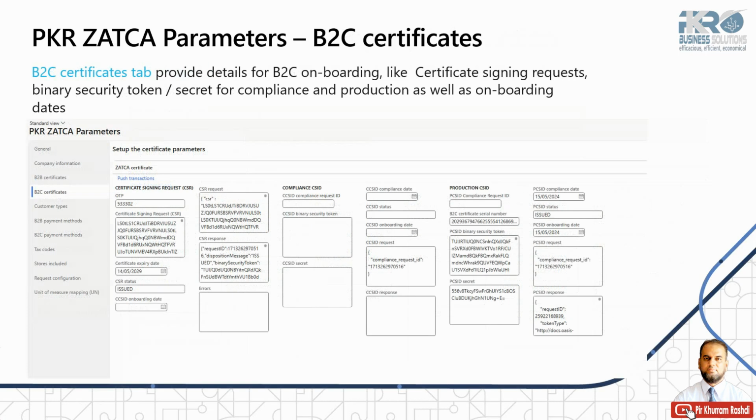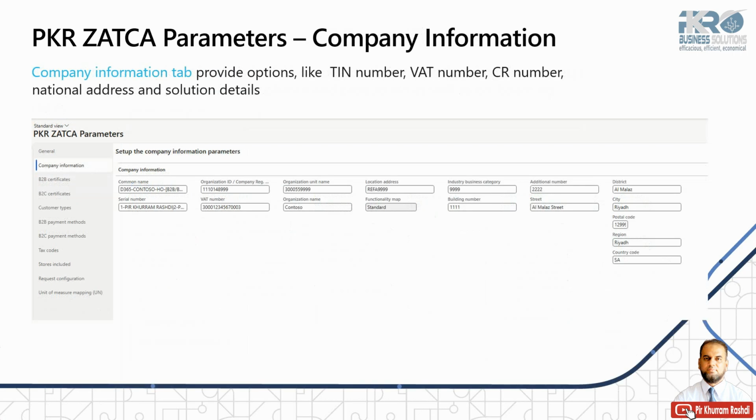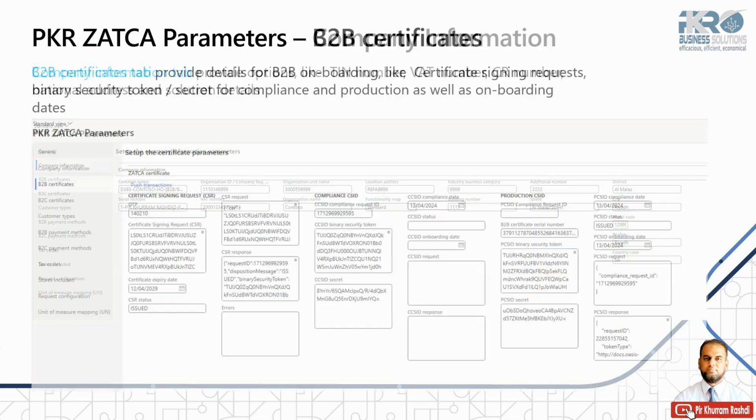Next is the B2C certificate tab, which also provides similar information, but this corresponds to the B2C certificate, which needs to be issued separately. Okay, if I return to the company information, this company information is related to B2B, and in the case of B2B, this information will be mostly used.